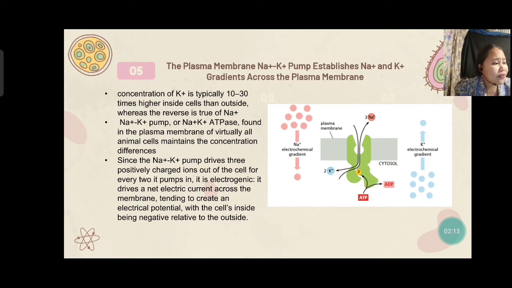For every molecule of ATP hydrolyzed by the pump, there are 3 sodium ions pumped out and 2 potassium ions pumped in. So we will remember that in every molecule of ATP hydrolyzed by the pump, 3 sodium ions are pumped out and 2 potassium ions are pumped in.